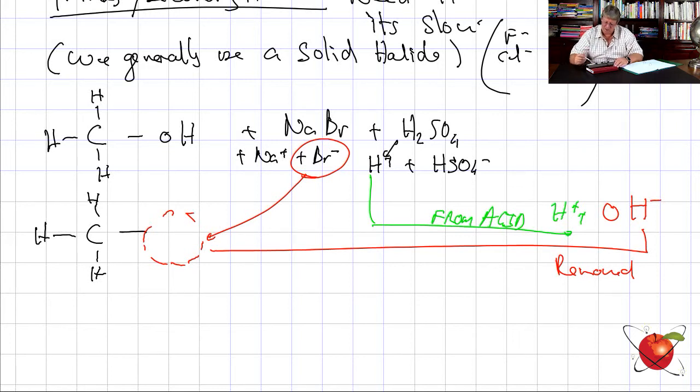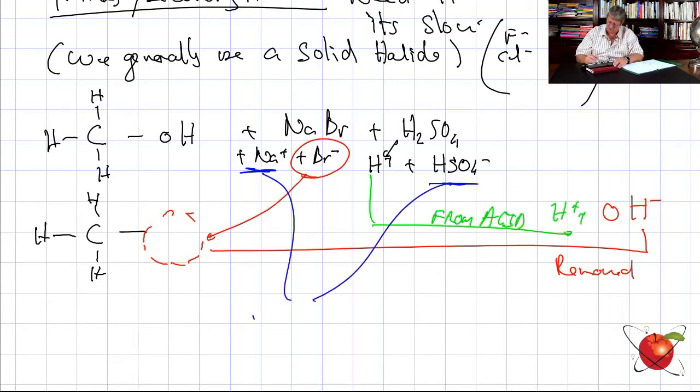Then what happens to the remaining ones, let's call them blue? Well, they get together and form a salt, NaHSO4, and that is sodium bisulfate, because that's plus and that's a minus 1. They form together like that, so that forms a salt.